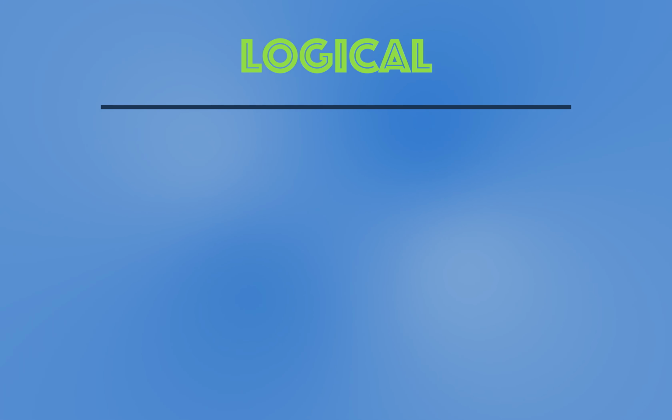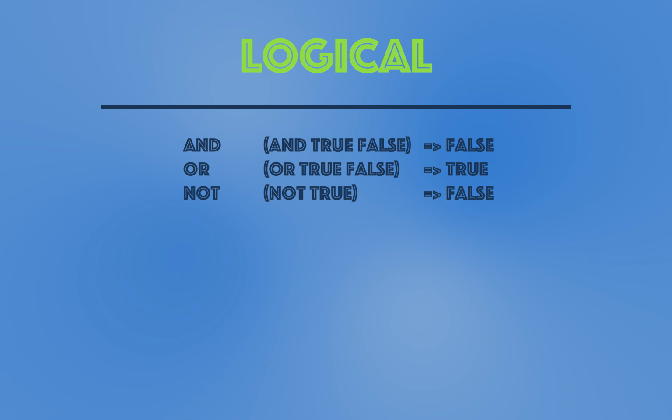And now let's move to the logical operators. So we have the AND operator, we have the OR, and we have the NOT operator, okay? So these are logical operators that operate on Boolean values, true or false.